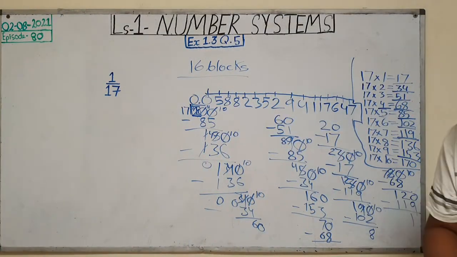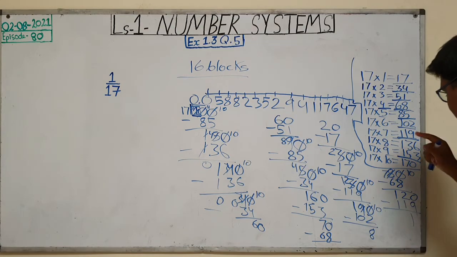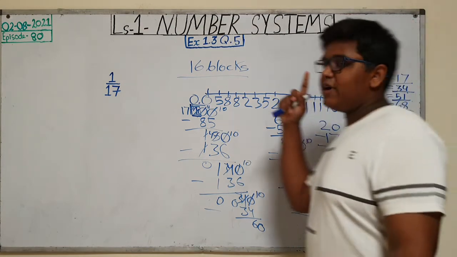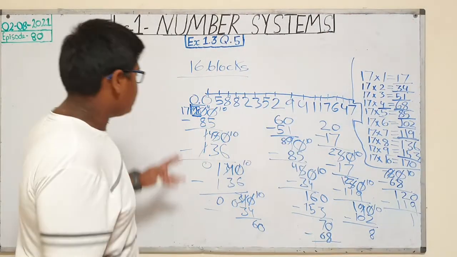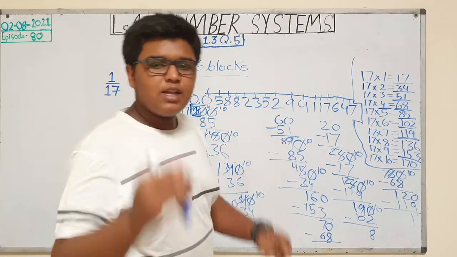So are you surprised by this answer? By getting the same remainder in the last and by getting 16 blocks after the decimal point? Tell me in the comment, okay?